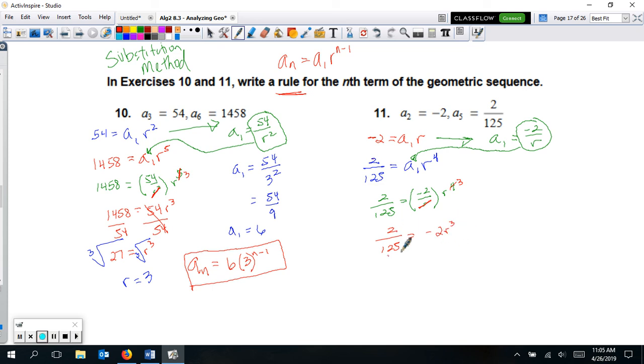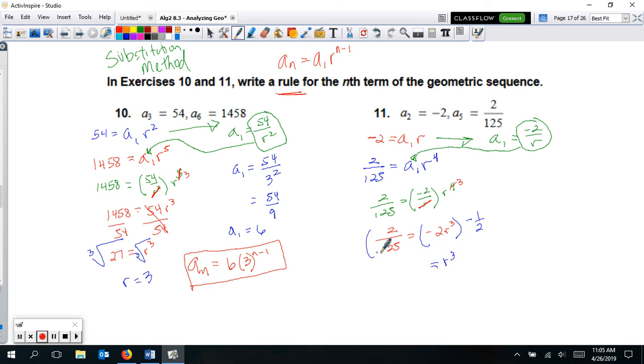Since I already have a fraction here, it might be easier to multiply by the reciprocal of this. So that would be a negative 1/2. Okay, I still want to keep it negative because negative times negative will keep it positive here, which is what I need. And the 2's will cancel out. So that leaves me with my r to the third by itself on this side.